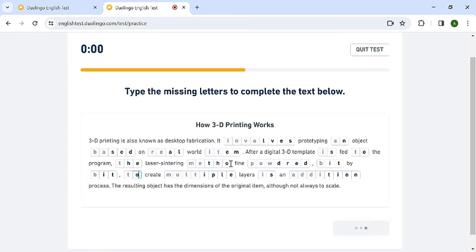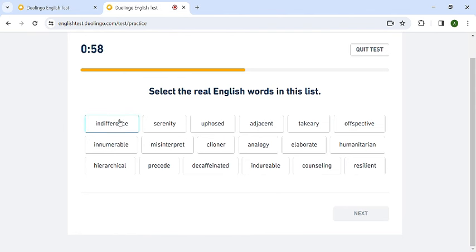Merge, find out. Yeah, oscillate, indifference, serenity, adjacent, innumerable, interpret, analogy, elaborate, humanitarian, hierarchical, precede, caffeinated, counseling, resilient, endurable. Oh god, I should have gotten the last one.